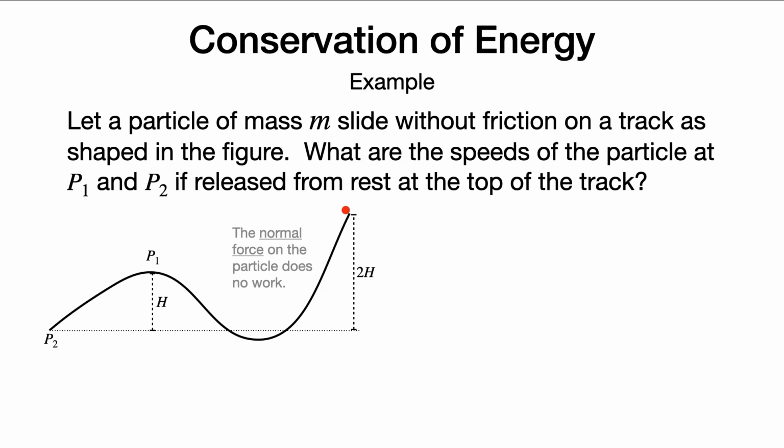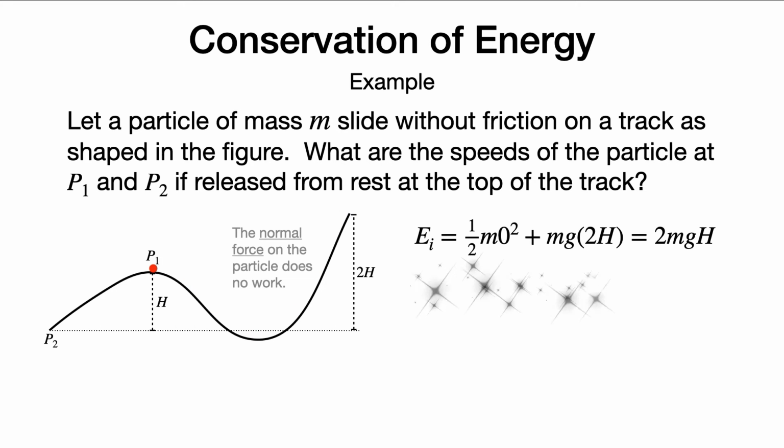Consider its initial position. In this case, the total mechanical energy of the system is just the sum of the kinetic energy plus the potential energy. The object starts at rest at the top of the track, so the kinetic energy vanishes. It's at a height of 2h, and so it has a potential energy of 2mgh, and that is the total mechanical energy of the system.